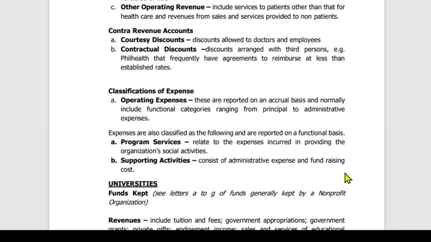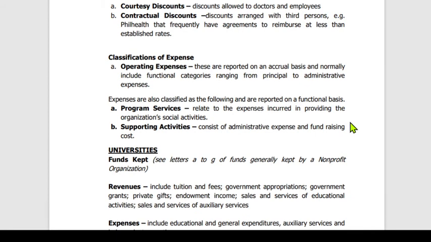So classification of expenses, yung normal, yung operating expenses, these are reported on an accrual basis and normally include functional categories ranging from principal to admin. So expenses are also classified as the following and are reported on the functional basis. So you classify it whether it is program services or it is supporting activities. So kapag program, it relates to organizations, social activities. Kapag supporting naman, it is more of admin and fundraising costs.